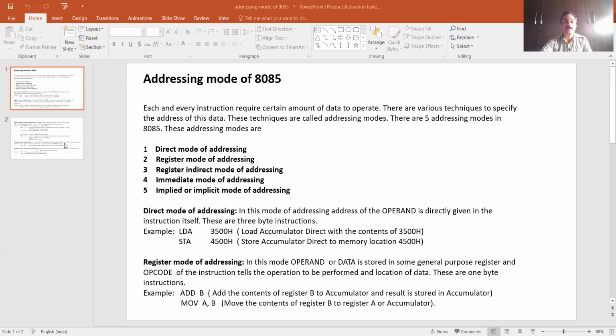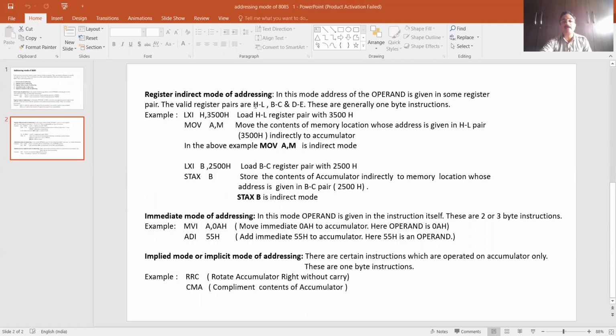Okay, then the third addressing mode is register indirect mode of addressing. Now in register indirect mode of addressing, the address of the operand is stored in some register pair. It is stored in some register pair. And we know that 3 register pairs we use in 8085: HL, BC and DE.